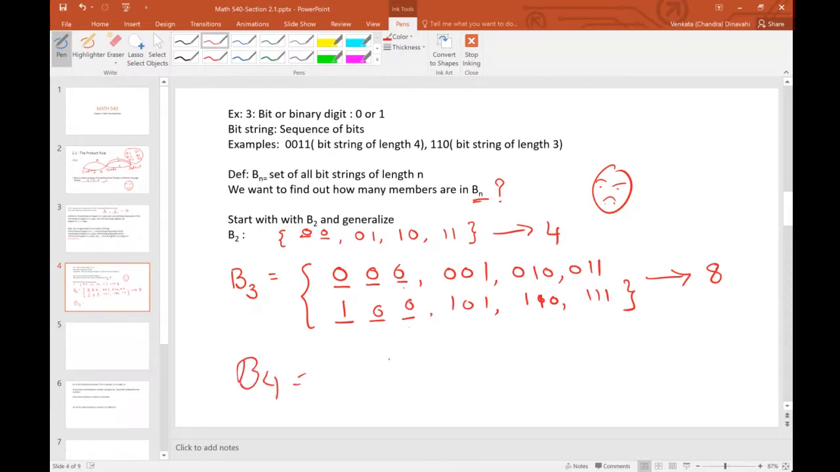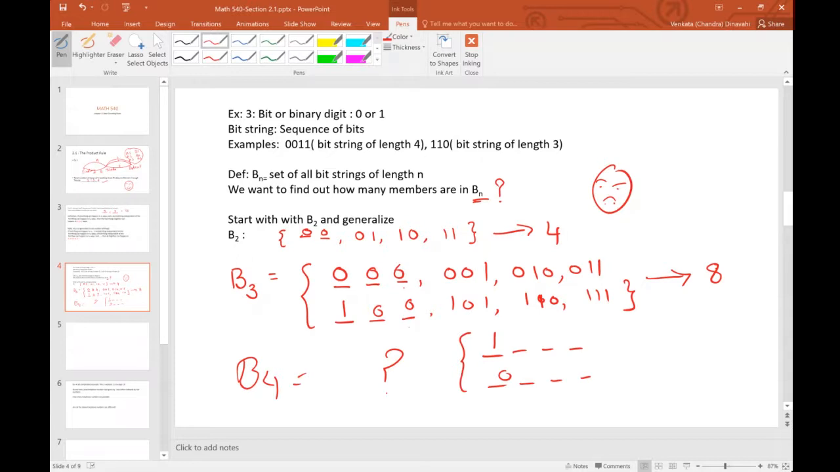Now if you want to find out B4, how many do you think are there if you list all of them? You can see that you can either start with 1 or 0. If it starts with 1, there are these many possibilities. If it starts with 0, these are these many possibilities.